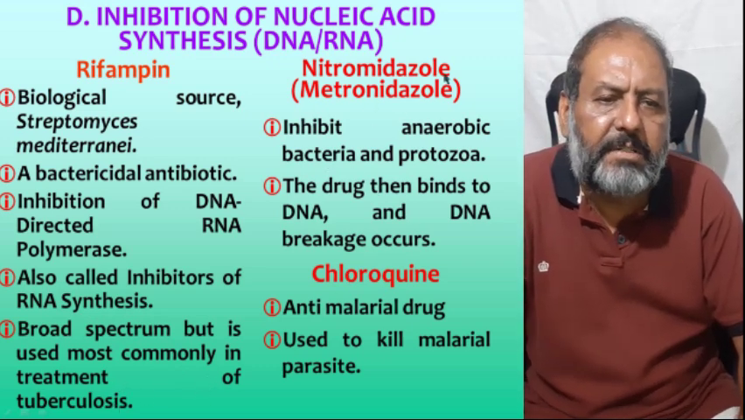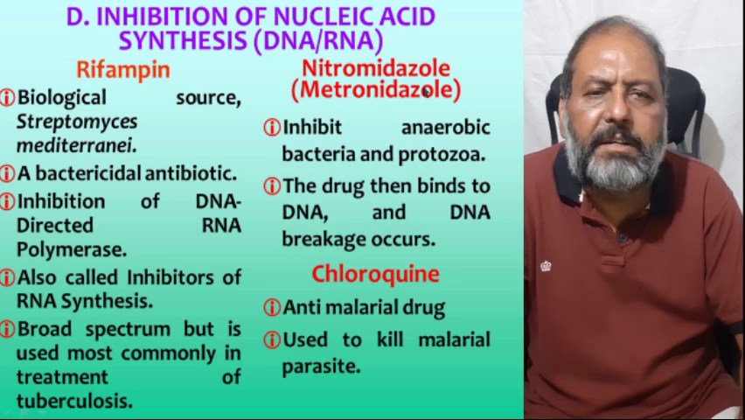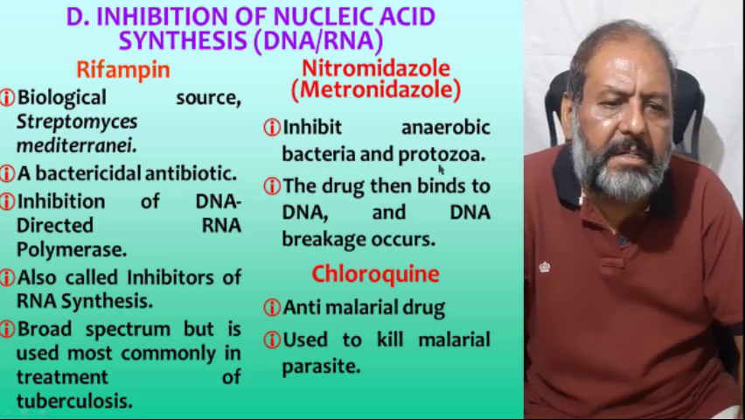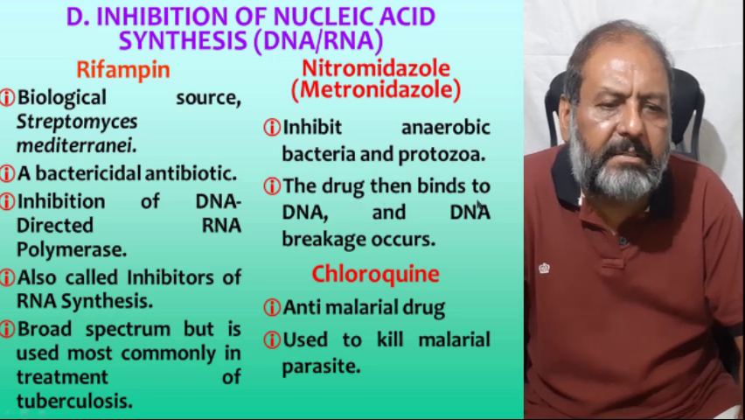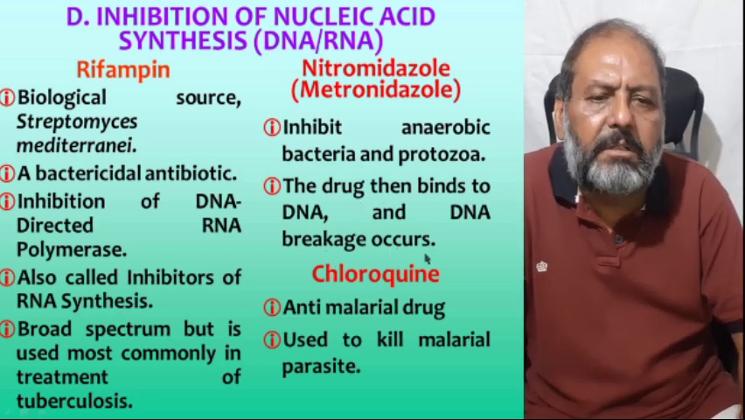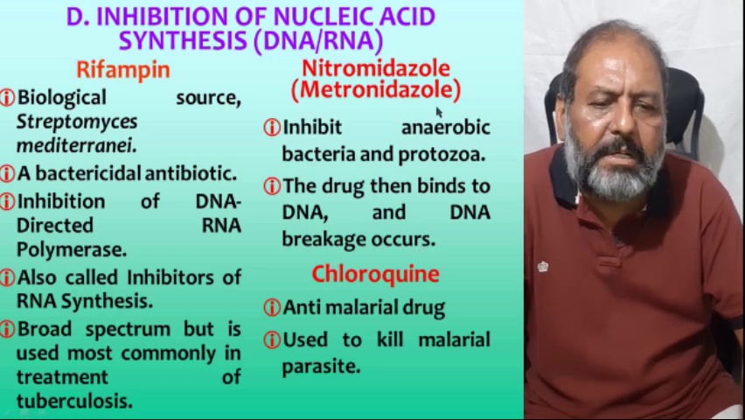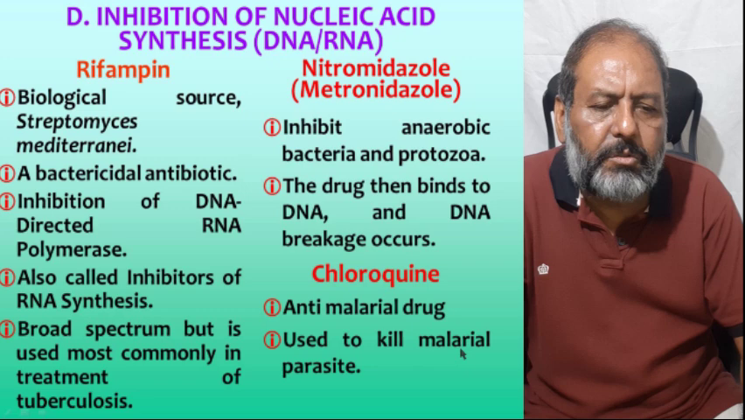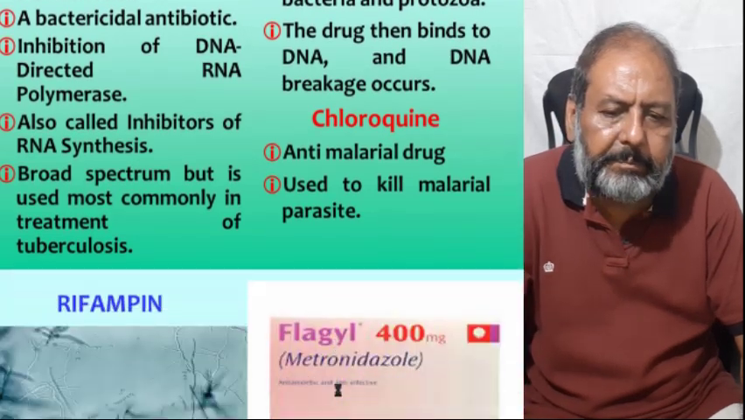The next group is nitroimidazole. It contains metronidazole, which inhibits anaerobic bacteria and protozoa. The drug then binds to the DNA, and DNA breakage occurs with this nitroimidazole. Then chloroquine, an anti-malarial drug, is used to kill the malaria parasite.